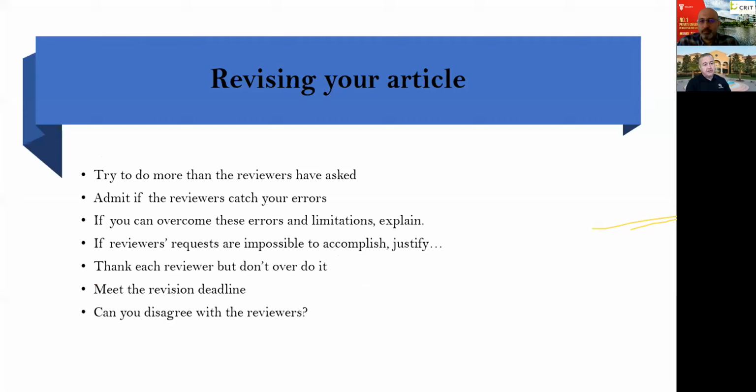And then basically, when revising your article, try to do more than the reviewers have asked. Admit if the reviewers catch your errors, saying, we are sorry, we missed that, thank you. If you can overcome these errors or limitations, explain. I tell you, if your paper is rejected from journal A, and you submit that paper without revising to another journal, either you will get similar comments or your paper may be sent to the same reviewer. I get a lot of reviews from journals related to strategic management. If I reject one paper from journal A, and then the same paper comes back to me 2 months later from another journal, the authors never revised their paper. Okay.